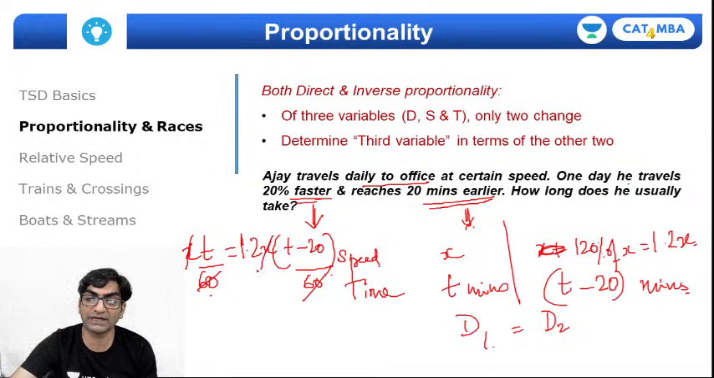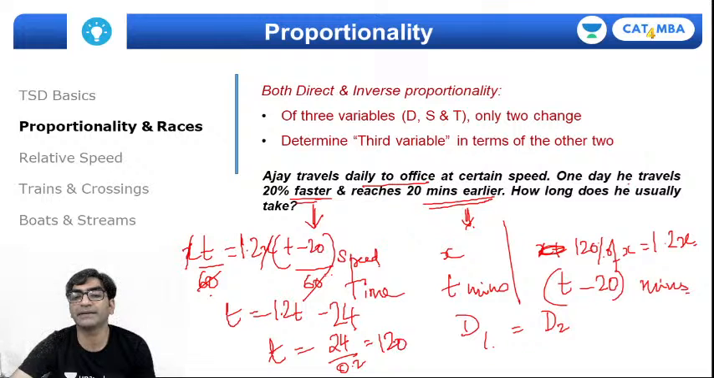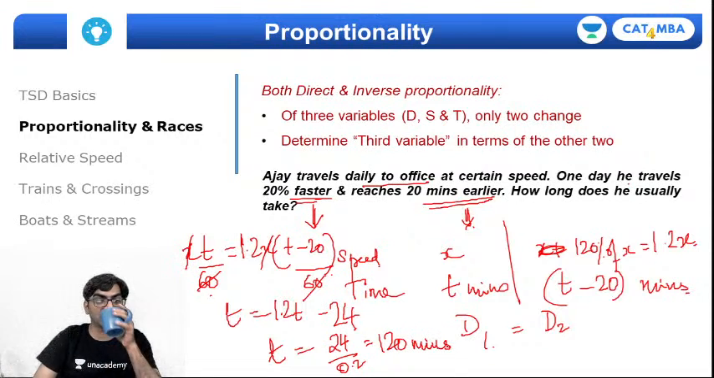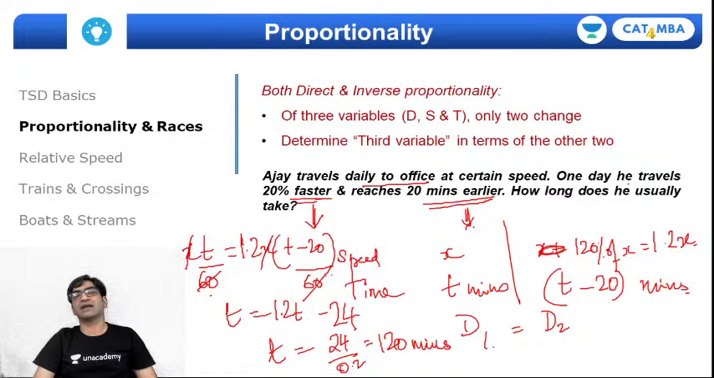And x also gets cancelled out. So my equation is t is equal to 1.2t minus 1.2 into 20, which is 24. So I'll end up getting t as 24 divided by 0.2, that's 120. So usually Ajay takes 120 minutes. That's 2 hours. Today he takes 20 minutes less, which means he takes an hour and 40 minutes.